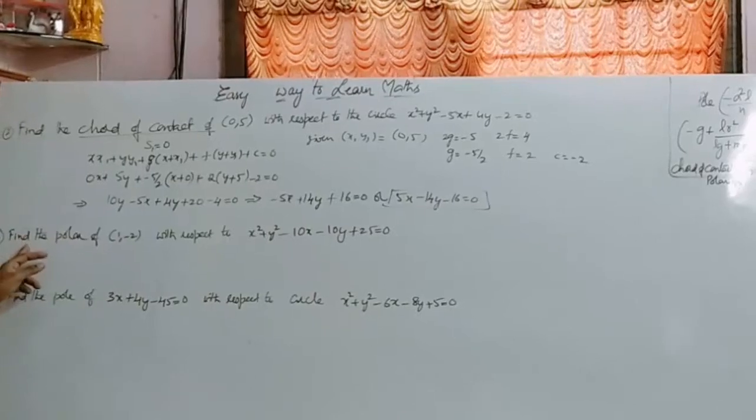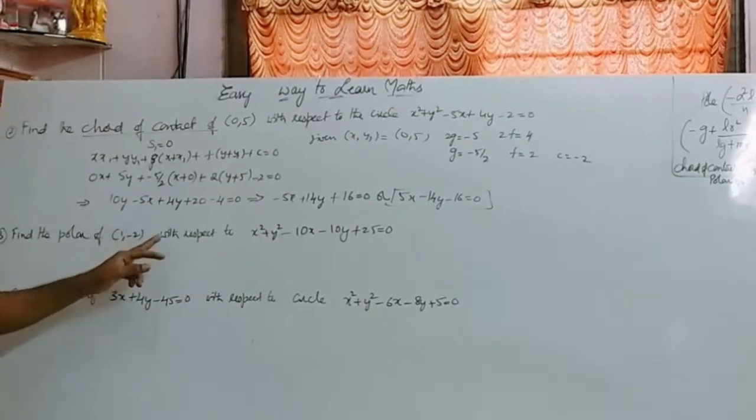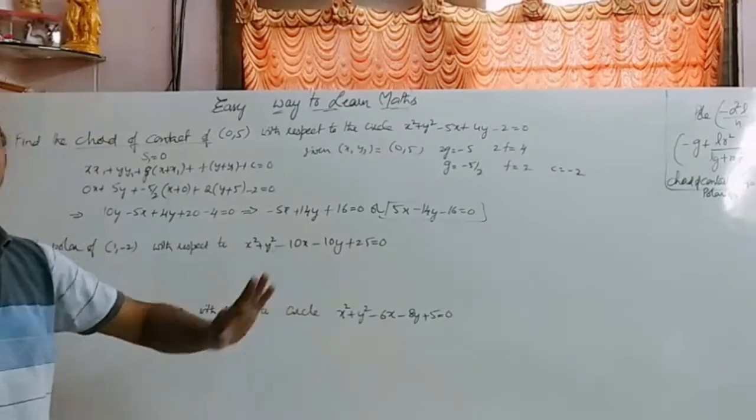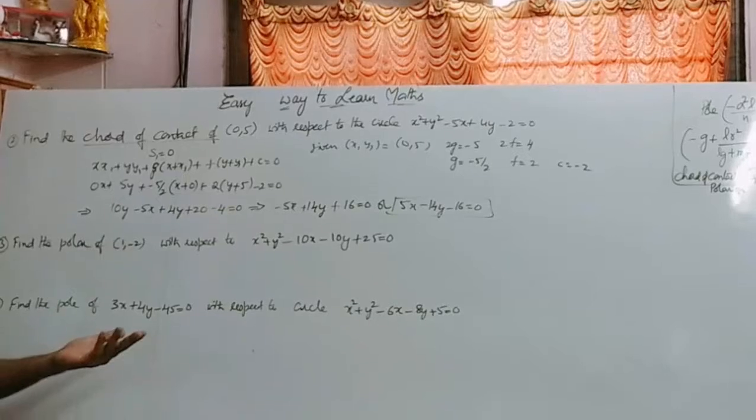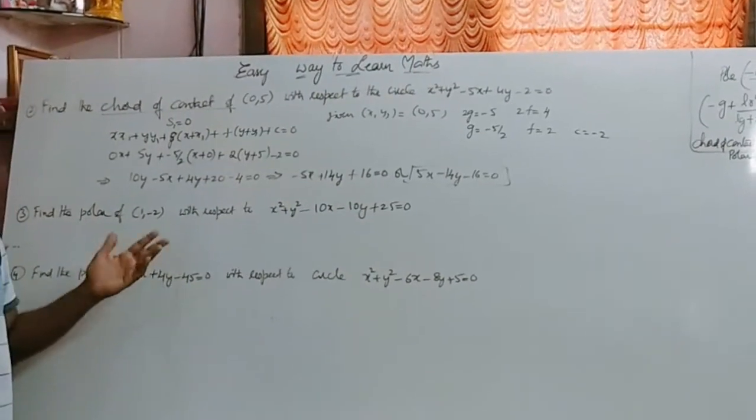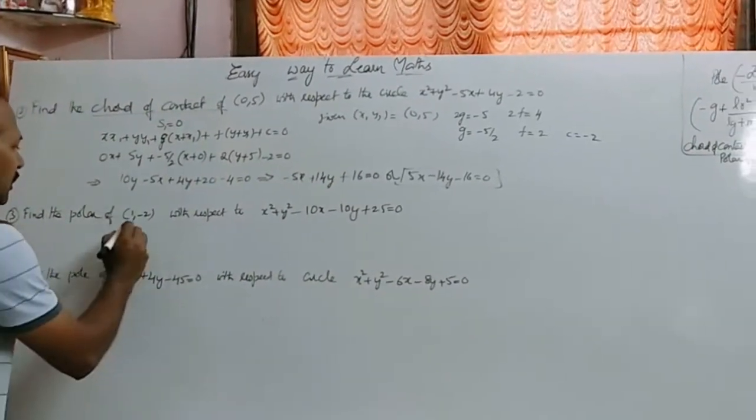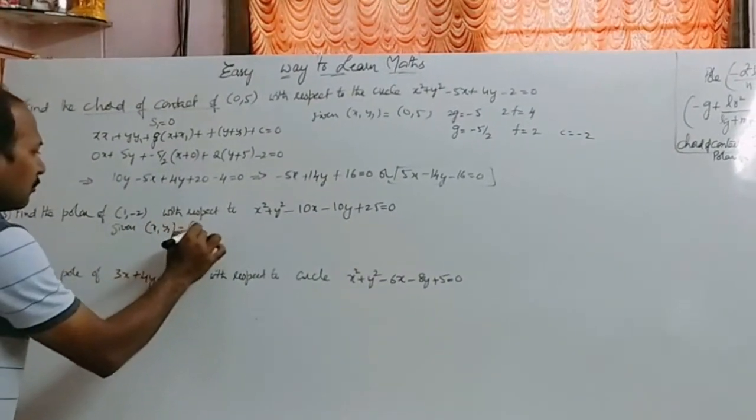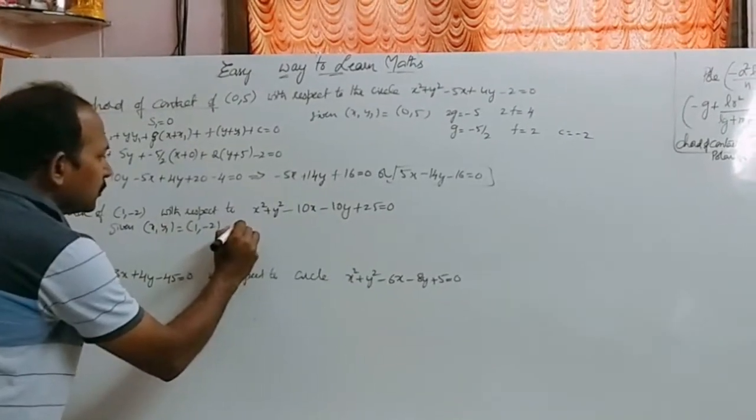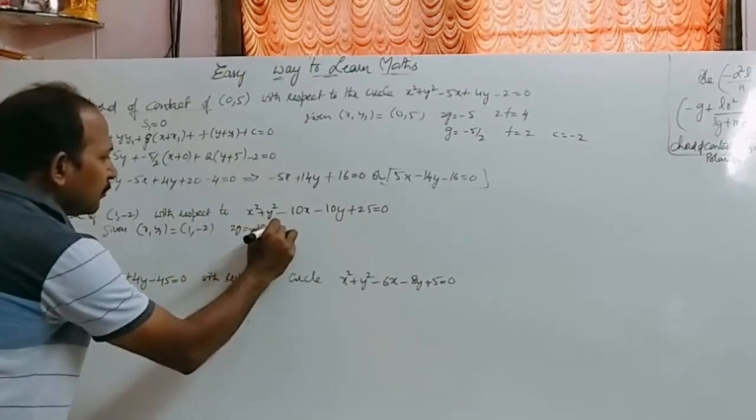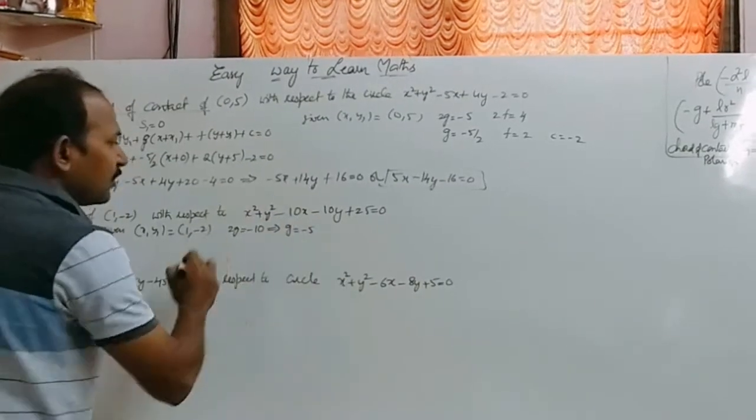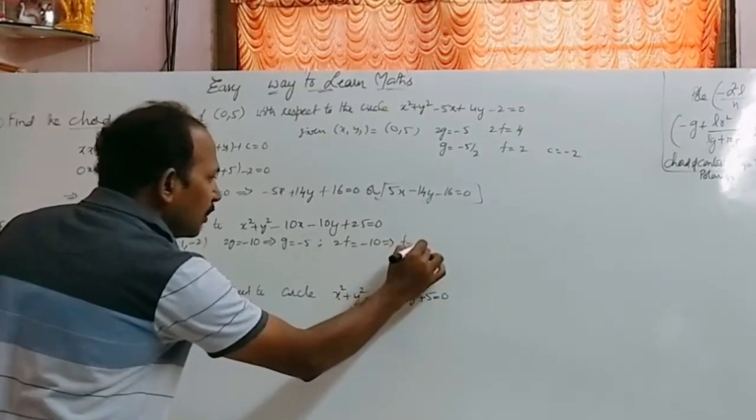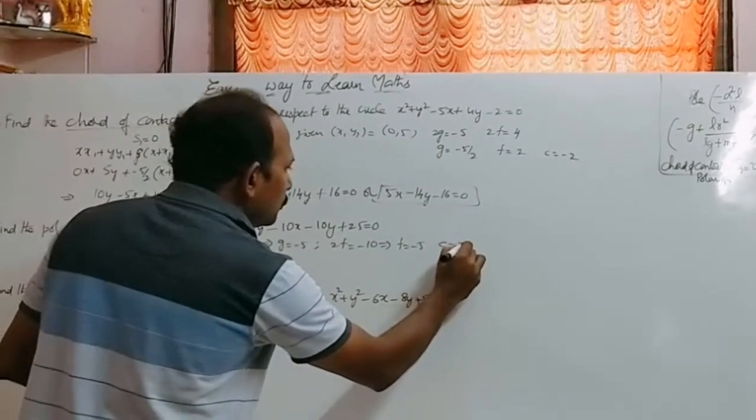Next, find the polar of 1, minus 2 with respect to the circle x square plus y square minus 10x minus 10y plus 25 equal to 0. Here also same condition. Here the polar equation is also S1 equal to 0. Therefore, given x1, y1 is equal to 1 comma minus 2 and 2g is equal to minus 10 implies g is equal to minus 5, 2f is equal to minus 10 implies f is equal to minus 5 and c is equal to 25.